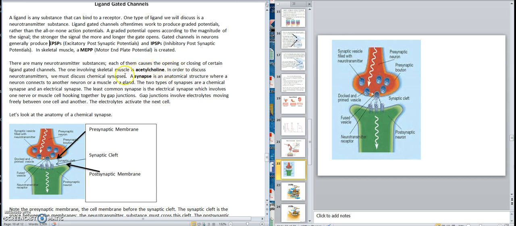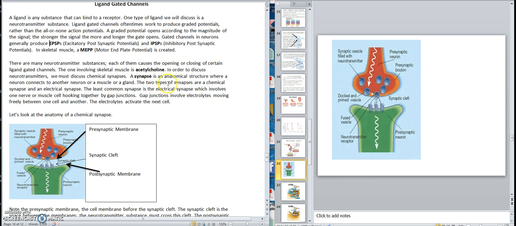Okay? In order to discuss neurotransmitters, we must discuss chemical synapses. That's where we're going now. A synapse is an anatomical structure where a neuron connects to another neuron or muscle or gland, where a neuron will form a neuromuscular junction, a neuronal junction, or a neuroglandular junction, because neurons do turn on glands.